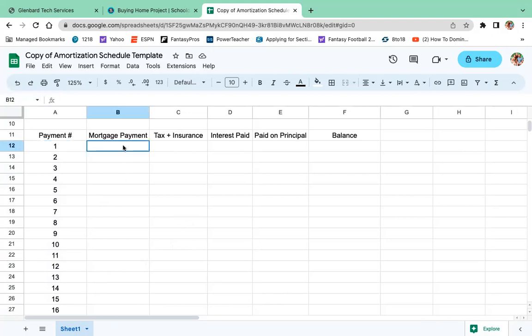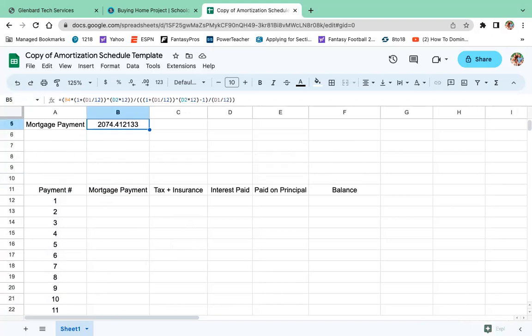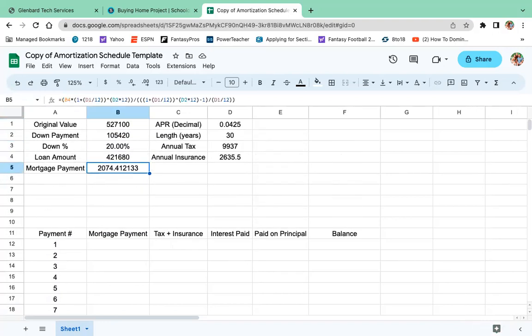Okay, so next up, we are going to start making our amortization schedule. So we are going to start with our mortgage payment. We know our mortgage payment from up here. Okay, here's how we want to call on it. We do not want to copy that cell. This cell, very important to understand about spreadsheets, this cell is a formula. It's a formula based on the location of all the cells you're calling on.